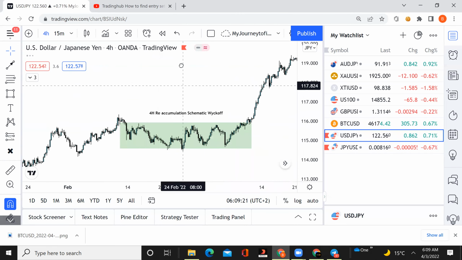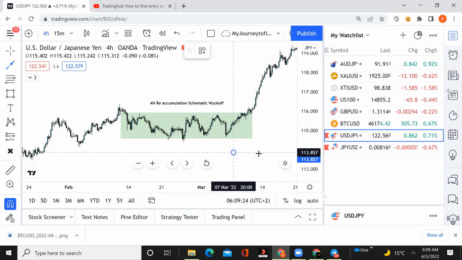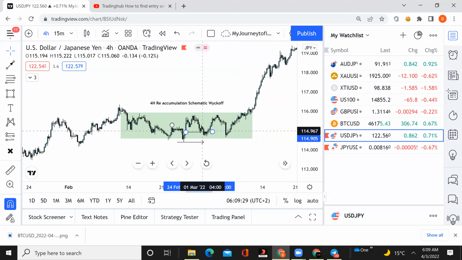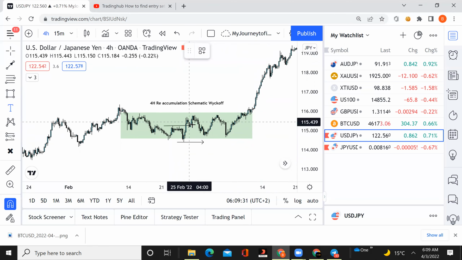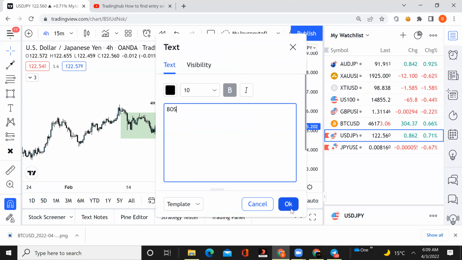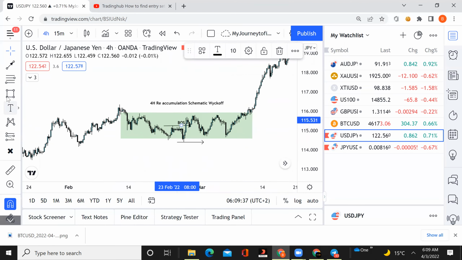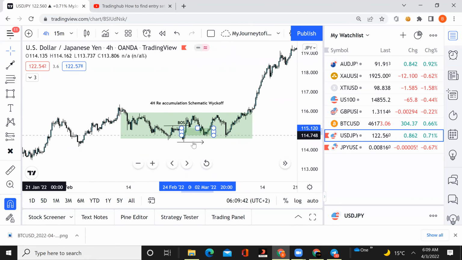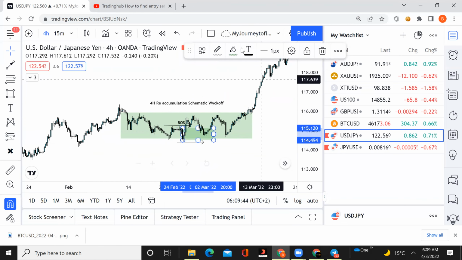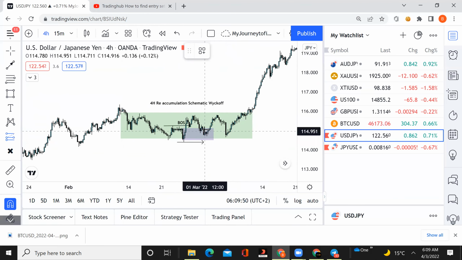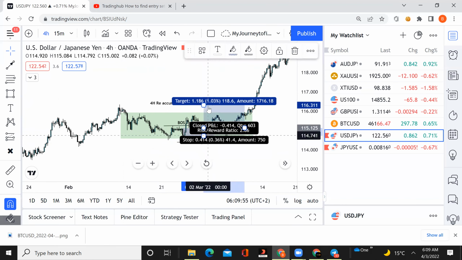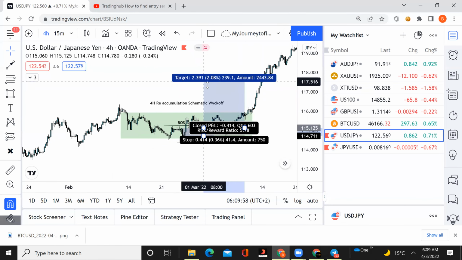So here, if we analyze, we can see that we had a low, we had a high, and we broke that high to the upside. Therefore, we had a break of structure to the upside. If we have a break of structure to the upside, we should always look for a buy. We then mark our order block. Take an entry here. Stop loss about there. Target 1:5.